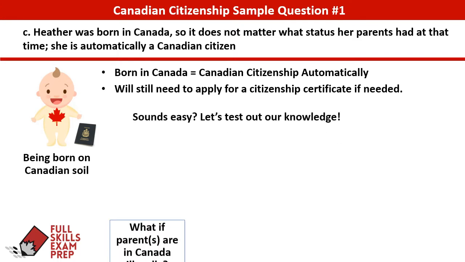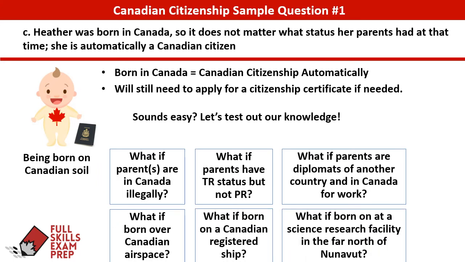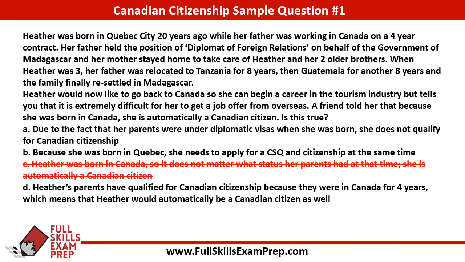Now we took a look at some examples, and remember we saw all of these here. Even if the parents were here illegally, that baby is a Canadian citizen. And all these other ones that we saw as well. But remember this one here: if the parents are diplomats in Canada on a diplomatic visa, then the child born on Canadian soil is not a Canadian citizen. So that helps us to eliminate C.